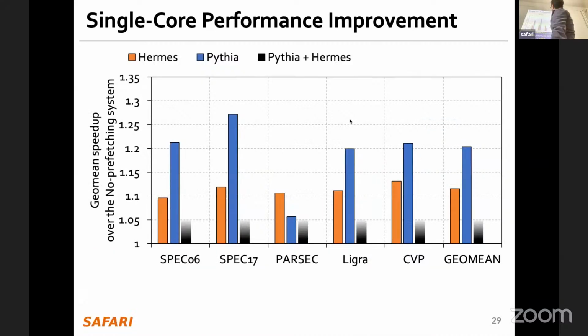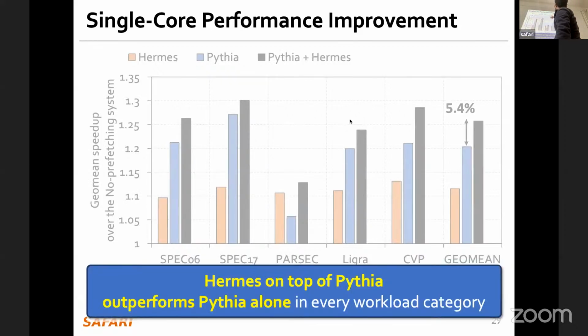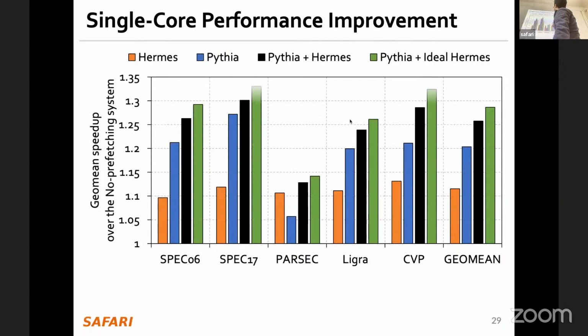Now, the second key observation is that you can include both Hermes and PTR on top of each other. Your system has the prefetcher as well as your off-chip load prediction going on. If you add both of them on top of each other, you are getting 5.4% more performance benefit on top of what PTR alone can provide. So that essentially shows that these performance benefits are additive on top of each other.